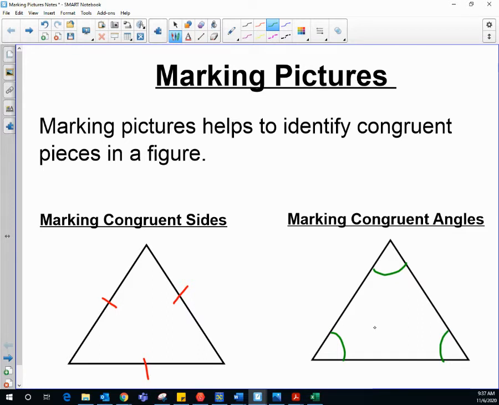Now, if I wanted to say that not all of them are equal, I would just double the amount or add extra arcs. So now for this, I would know that these two are equal, but not to that one, okay? Or they're congruent. So remember, for the sides, you use the slashes, and for the angles, you use arcs inside of the angle.